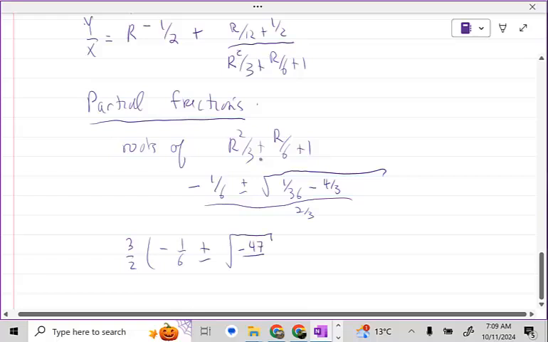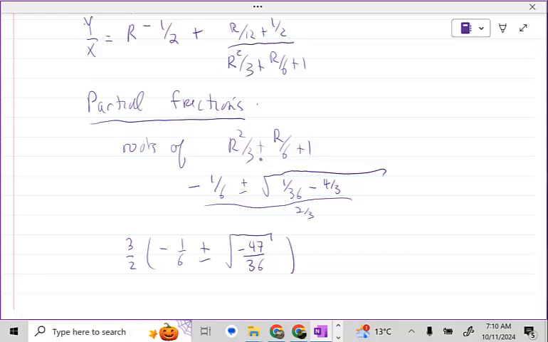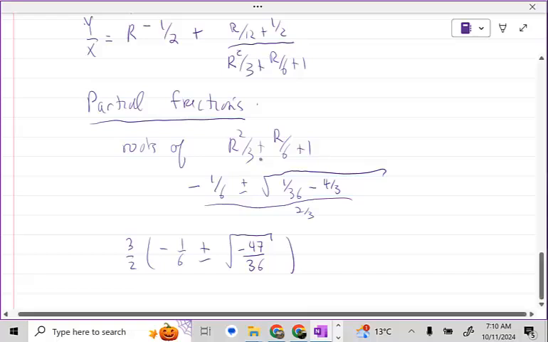Now I just came up with this problem off the top of my head, so I can't really expect it's going to turn out nicely. Did I do that right? It's 1 over 36 minus, multiply the 4 by 12. It does give you 48, so it's minus 47/36. So it is what it is.